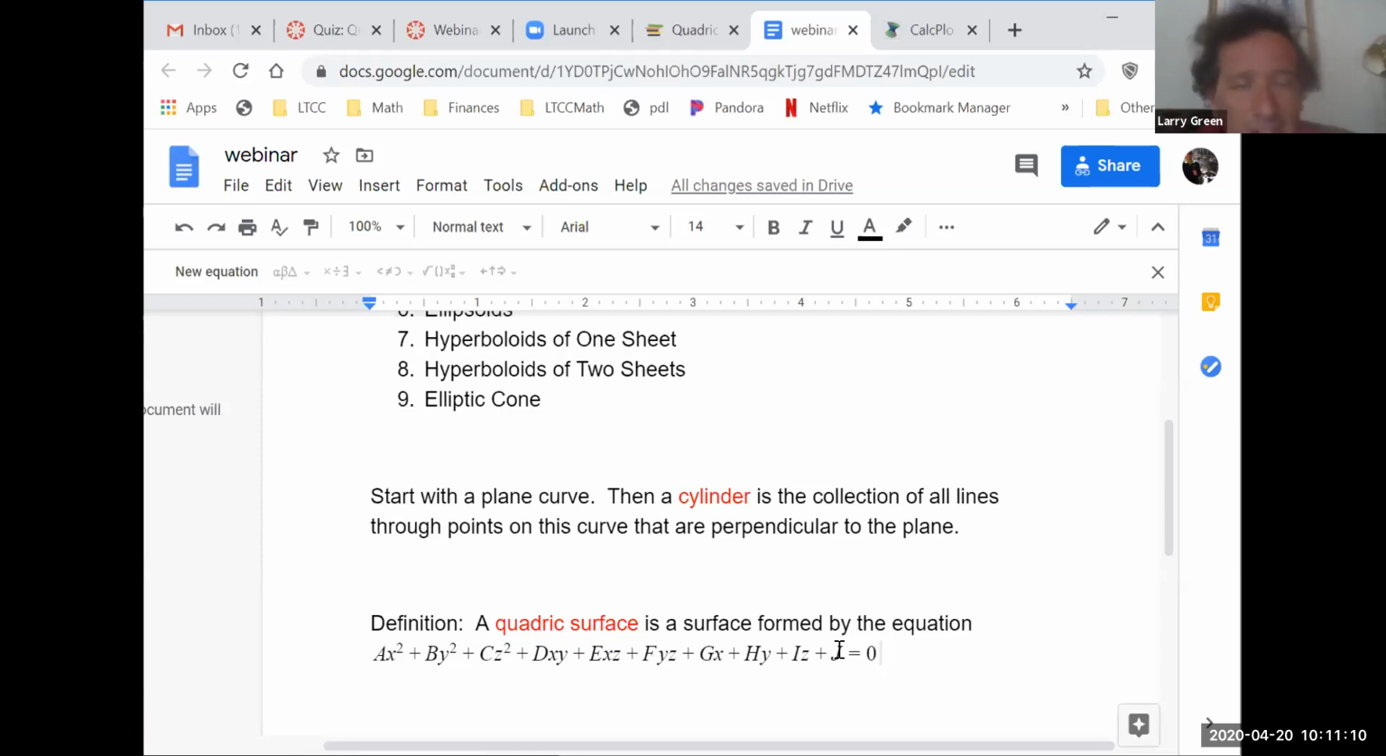Okay. The only other thing you could have, which I didn't show you, is nothing. And that would be something like x squared plus y squared plus z squared plus 1 equals 0. And that's the empty set. And that's so boring, I didn't show it to you.